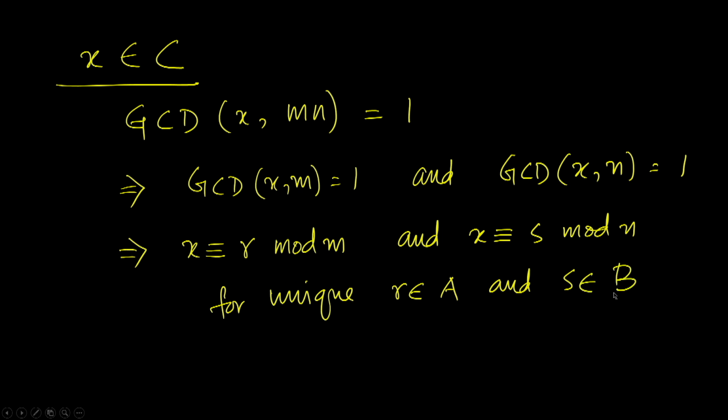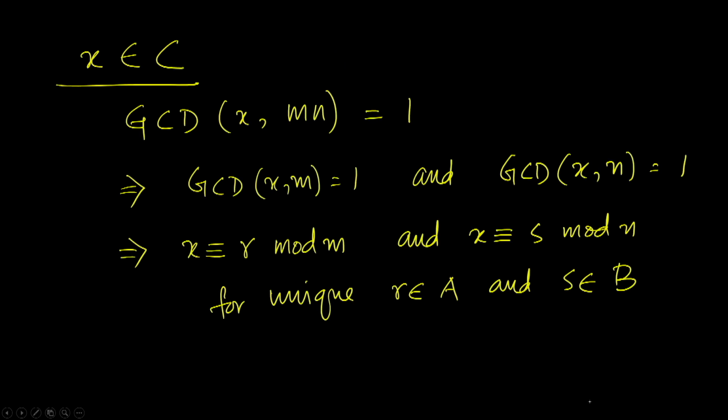If X is relatively prime to m and X is relatively prime to n, then X belongs to the reduced residue system modulo m and X also belongs to the reduced residue system modulo n, which means in these residue systems A and B that we consider, there are some unique elements R and S, so that X is congruent to R mod m and X is congruent to S mod n, which means the size of C is less than or equal to the size of A cross B.